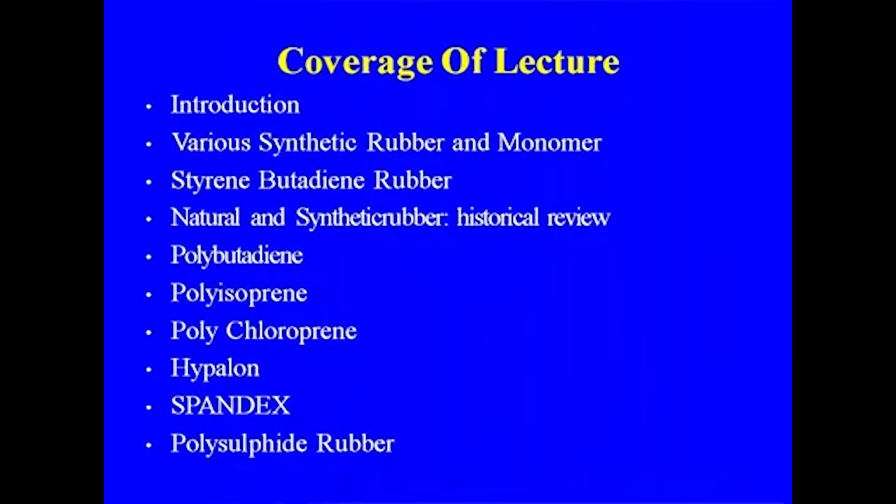So, the coverage of the lecture will be the introduction, various synthetic rubbers and monomers, styrene butadiene rubber, which is one of the most widely used rubbers, a historical review of natural and synthetic rubber, polybutadiene, polyisoprene, polychloroprene, hypalon, and spandex. These are some of the other synthetic rubbers that we are making. I will go very quickly over polyisoprene, polychloroprene or hypalon. We will discuss in more detail the synthetic rubber and polybutadiene.